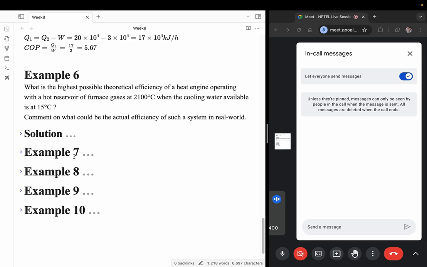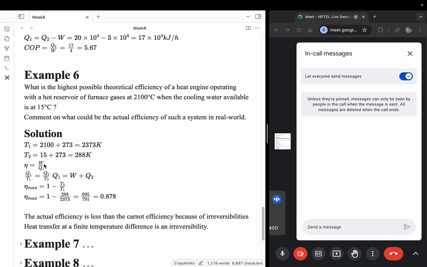So we'll move on to the next problem. Again, just as I said, what is the highest possible theoretical efficiency? Whenever we say the highest possible theoretical efficiency of a heat engine or the highest possible COP for a reverse cycle, it is basically optimum when you have a Carnot cycle. If you have these two temperatures T1 and T2 given, eta is W by Q1, and then you have one more relation from the first law, and this is from the Carnot equation. So eta maximum is this one.